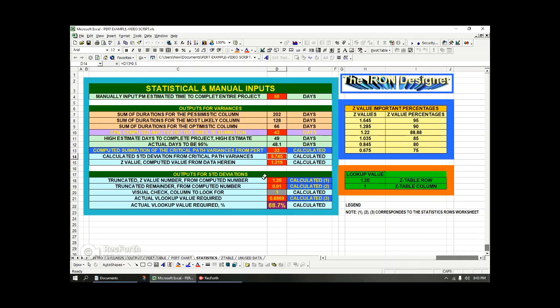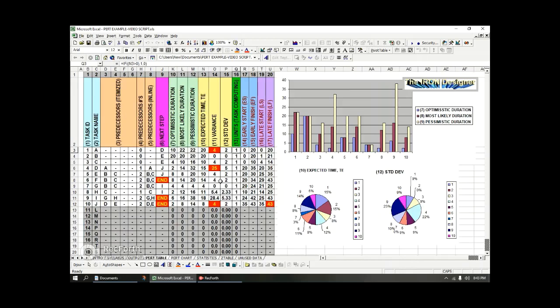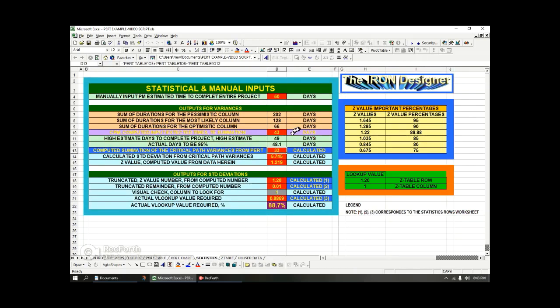So we've taken our model and we're computing the calculated standard deviation from the critical path variances only. So we have D13, which is this value here. This is the computed summation of the critical path variances from the Pert chart. So if you look at the Pert table, remember I highlighted these. So if you take 25 plus 4 plus 4, you get 29 plus 4 is 33, right? So this is where the 33 comes from.